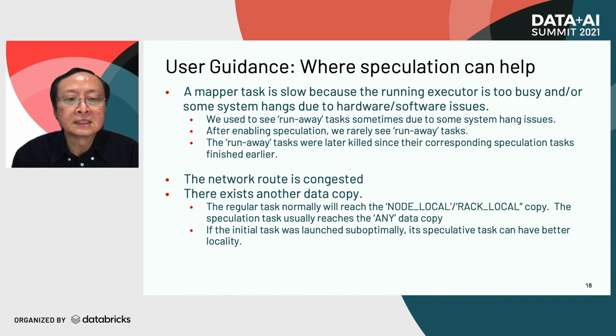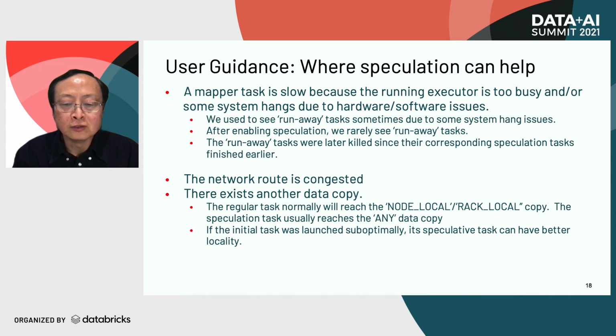The first case is, a mapper task is slow because the running executor is too busy, or there's some system hang due to hardware or software issues. Before we enabled speculation, we used to see runaway tasks sometimes due to some system hang.